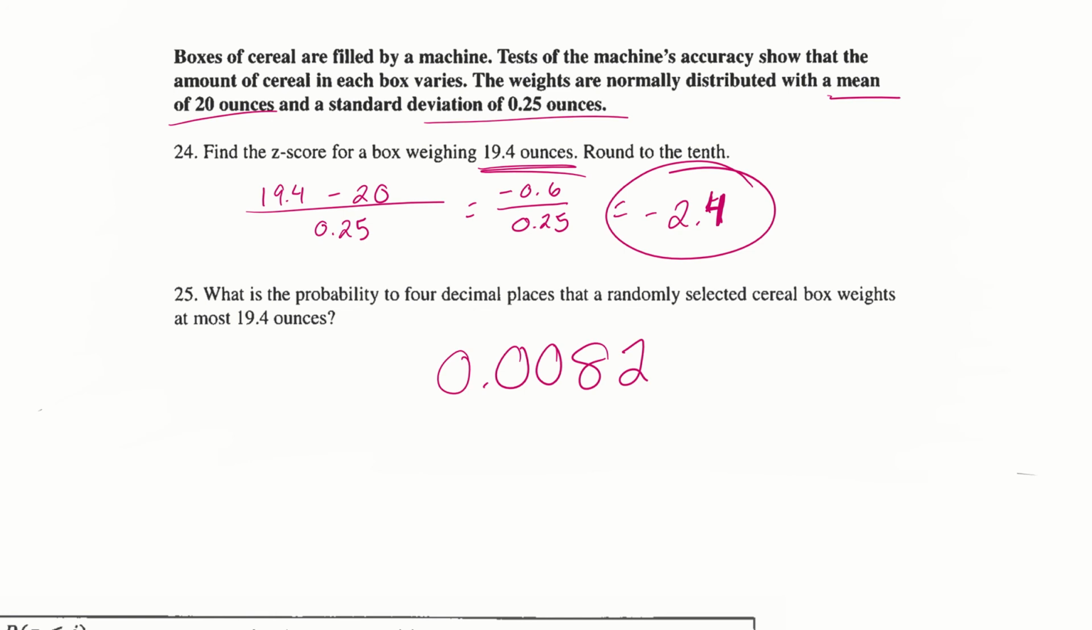Because if I were to think about it, if the mean's 20 ounces and the standard deviation is 0.25, that means 1 standard deviation away, I'm at 19.75. 2 standard deviations, I'm at 19.5. 3 standard deviations away, I'm at 19.25. And I'm asking about 19.4. It's outside of 2 standard deviations, so the probability is not going to be very high.